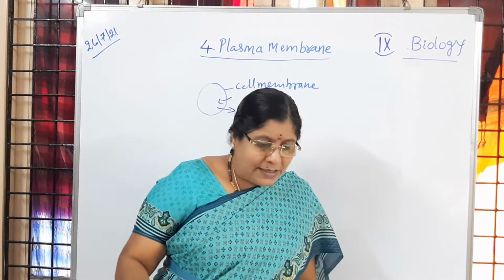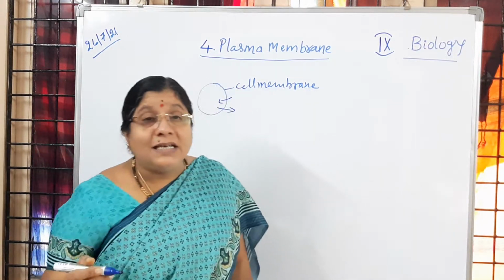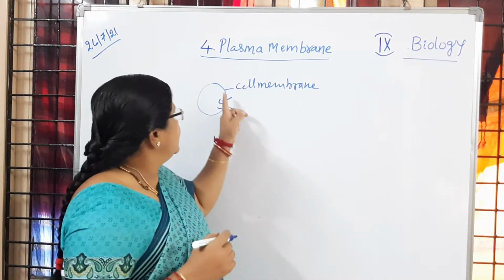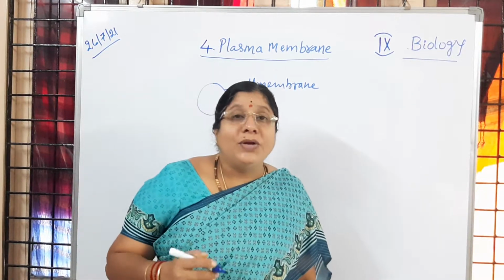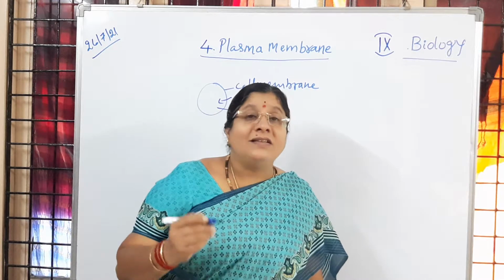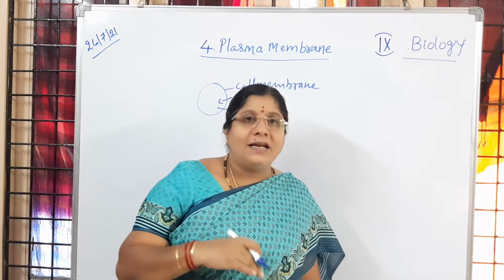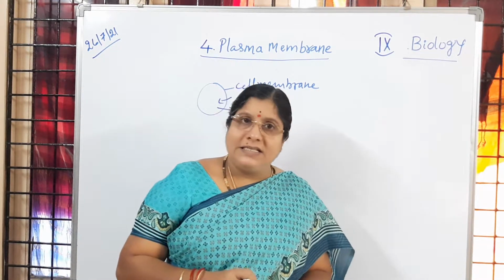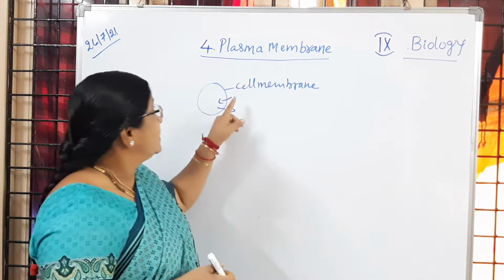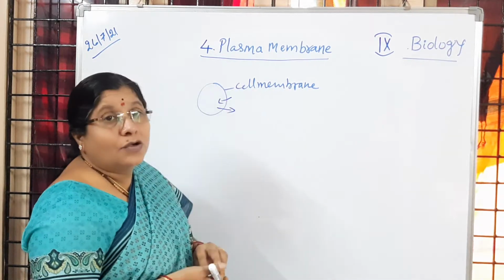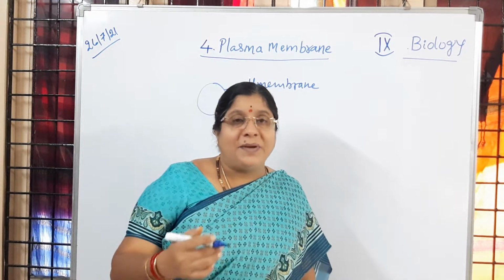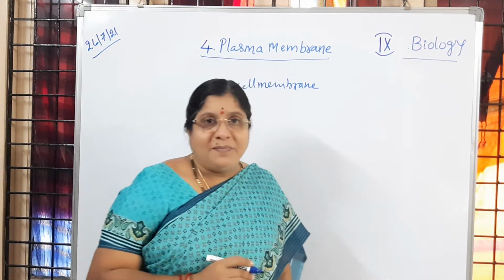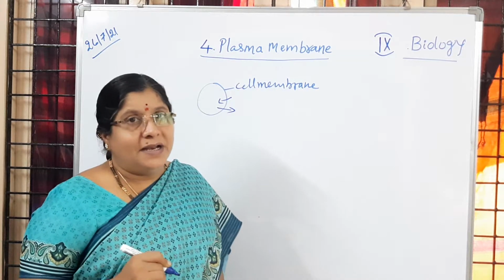So the cells have the capability of allowing the materials or the water to enter inside the cell or to leave out of the cell. Is it clear to children? That is what makes the plasma membrane a permeable membrane. Is it clear to you?